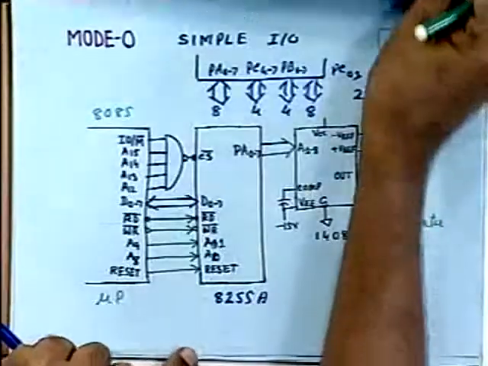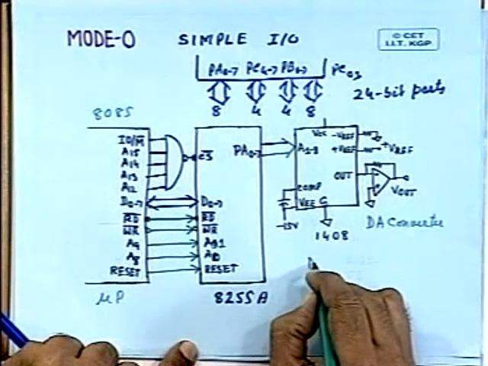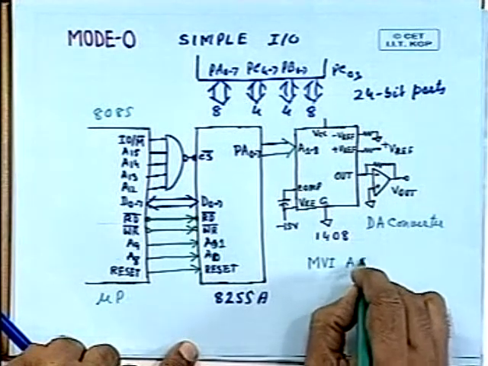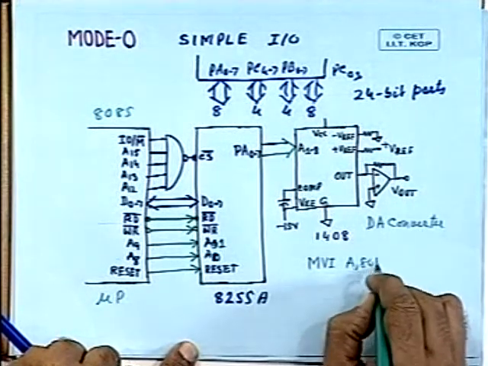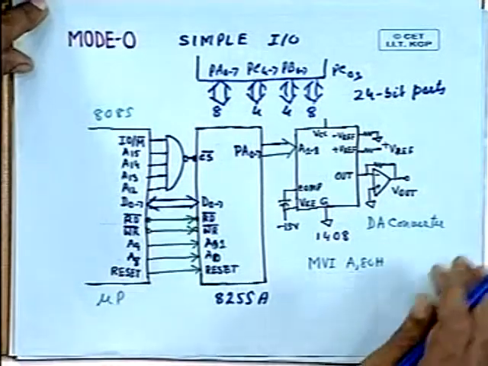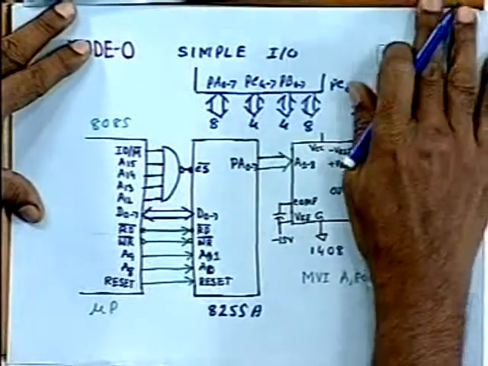Let us see how your program will look. You have to write this value 80 in hex, and then you have to output it to the control register.